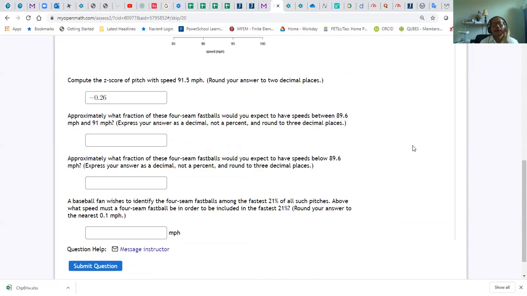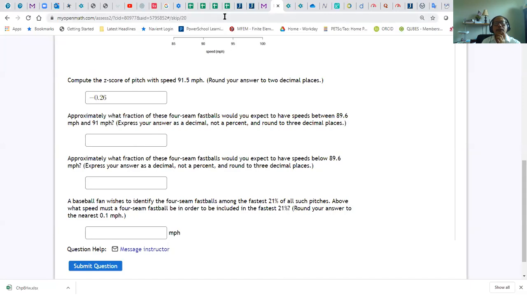Approximate what fraction of these opposing baseballs you would expect to have a speed between 89.6 miles per hour and 91 miles per hour. So you need to subtract the area on the left of this from the area on the left of this, to get the area in between.